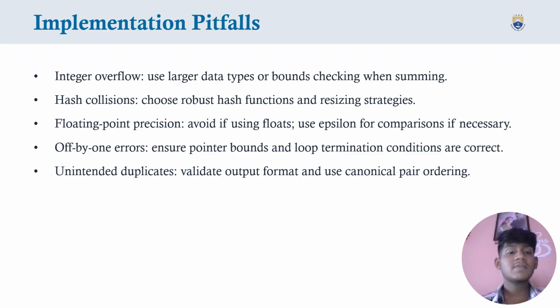Implementation pitfalls. Integer overflow: use larger data types or bounds checking when summing. Hash collisions: choose robust hash functions and resizing strategies. Off by one errors: ensure pointer bounds and loop termination conditions are correct. Unhandled duplicates: validate output format and use canonical pair ordering.